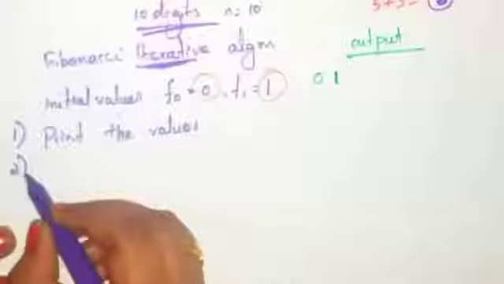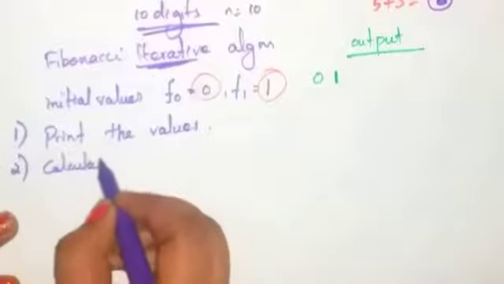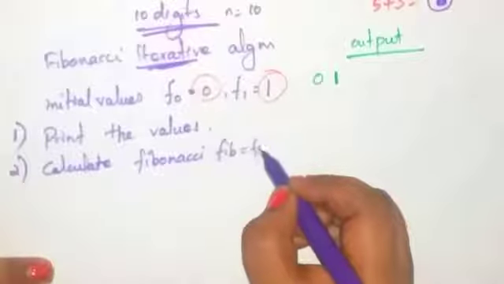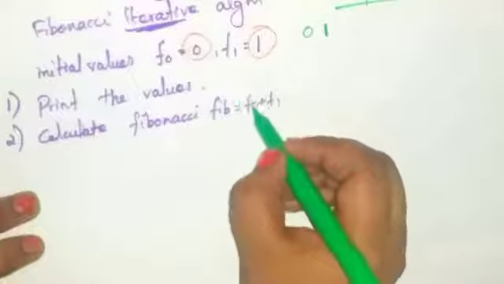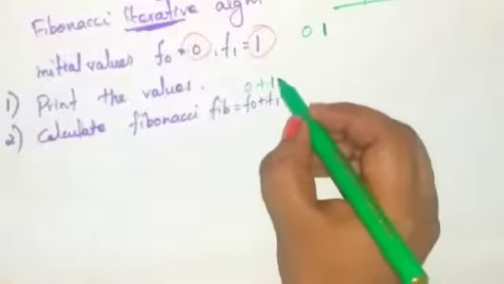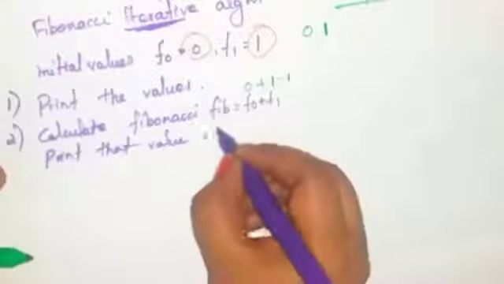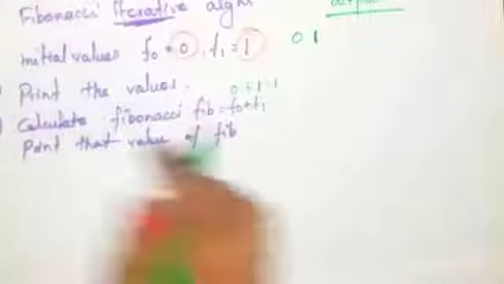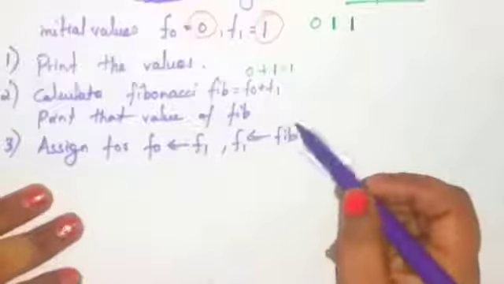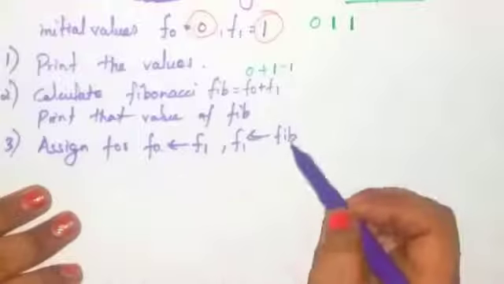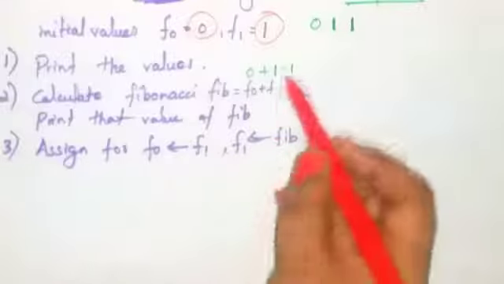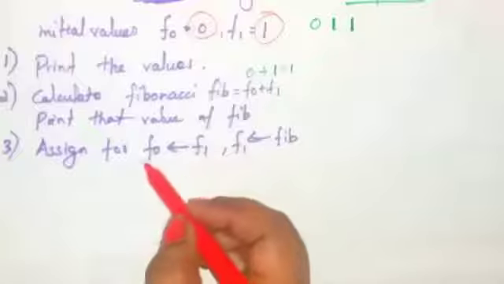Next step is to calculate Fibonacci. Fib is equal to F0 plus F1. F0 means 0 plus F1 means 1. 0 plus 1 is equal to 1. Print that value of fib, so you have to print 1. Next step is you have to assign this F1 value to F0. What is the value of F1? 1. You have to assign this F1 value to F0.